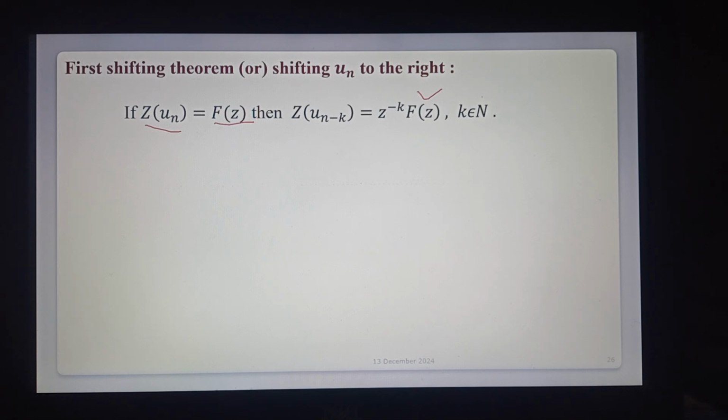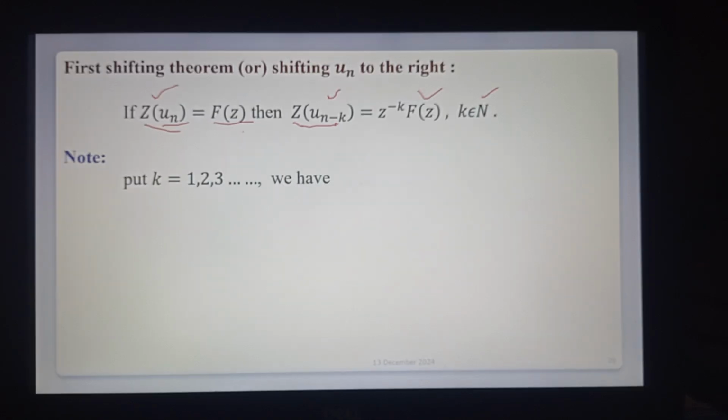Here k is a positive integer, that is, k equals 1, 2, 3, and so on. Now we have to find the Z transform of u_(n-1), the Z transform of u_(n-2), and so on. So to find this value, first of all we assume u_n, so first we find the Z transform of u_n is equal to F(z). So F(z) is substituted here. So this is the first shifting theorem.